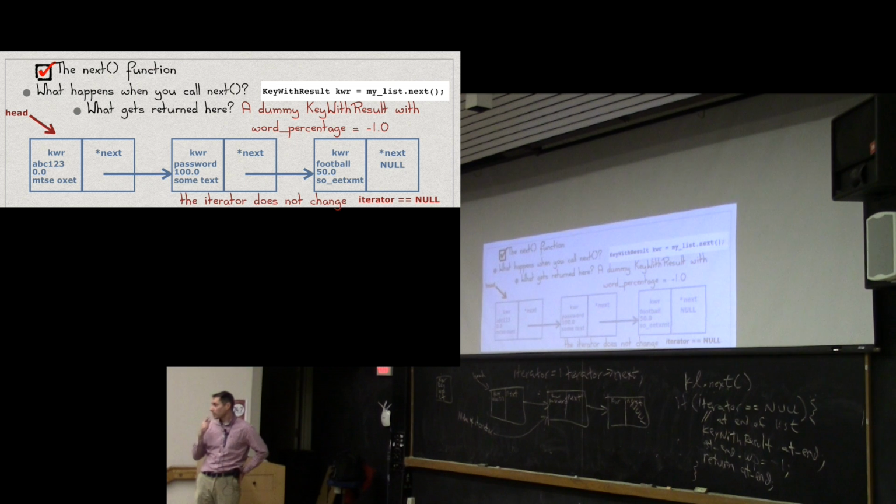So next is returning a KWR, but we have to switch the iterator to the next one before we return. So does that mean we have to use a temp? Yeah, you would have to use a temp to do that, because you can't return it otherwise. You just use a temp: say key with result KWR gets iterator arrow KWR. That's the temporary one. Or you can call it temp, whatever, and return temp at the end. Now, you'd have to figure out the logic for that.